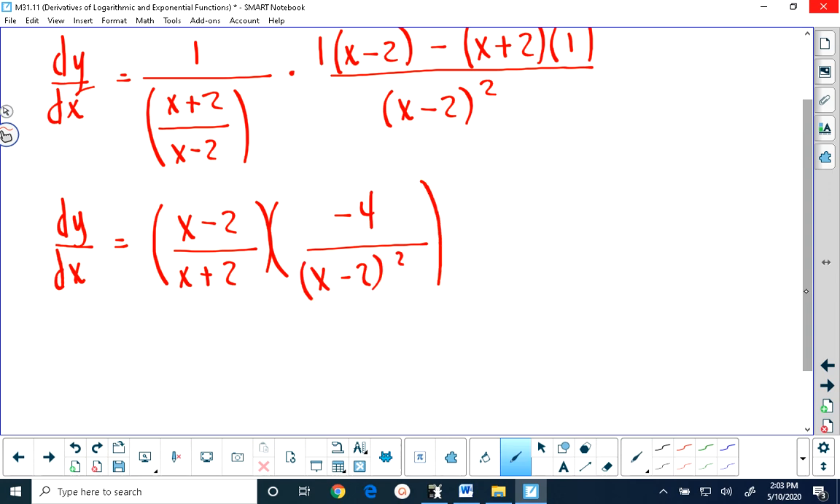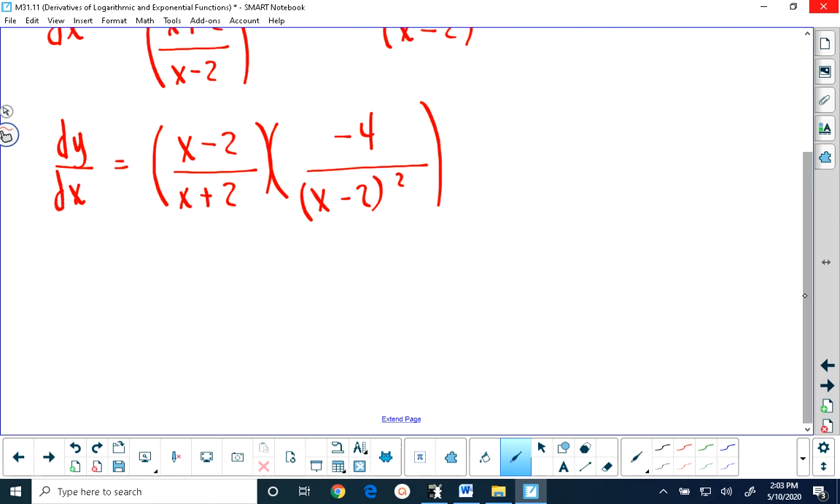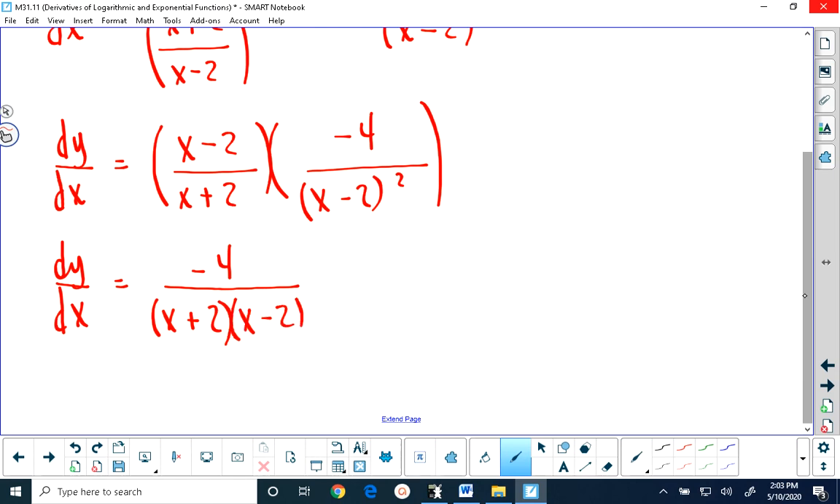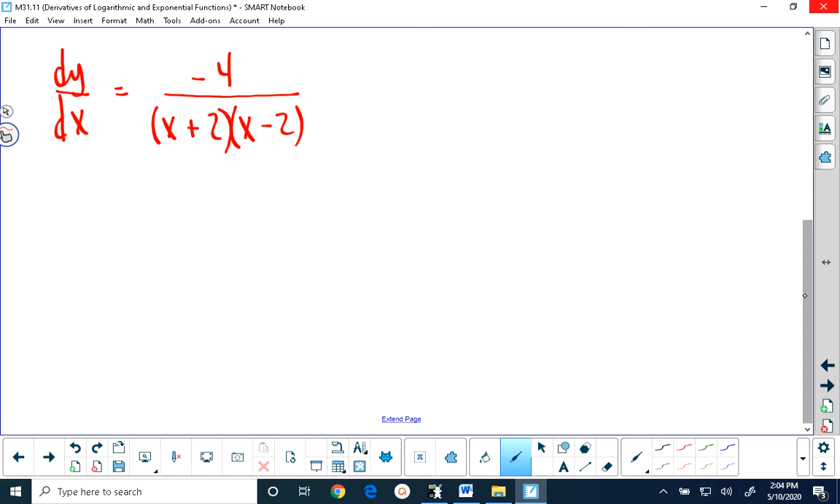And now I can simplify this and end up with dy/dx equals negative 4 on the top, and then on the bottom, (x - 2) and (x + 2). We have an x - 2 in the numerator on this line, and we have an x - 2 in the denominator, so we can cancel them, leaving a single x - 2 in the denominator.